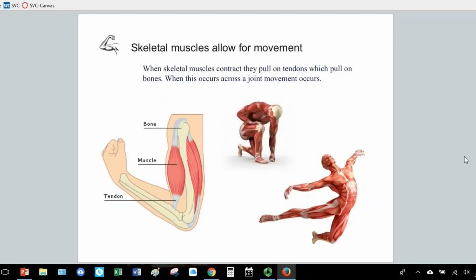Okay, so let's talk about some things that skeletal muscles do. First of all, skeletal muscles allow for movement. Here we have the biceps brachii, and when skeletal muscles contract, what they do is they pull on tendons. So here we have the bicep, and it's contracting, it's shortening, and when it does that, it pulls on tendons. So there's that tendon right there. These tendons then pull on bones. So the biceps contracts, it pulls on this tendon, and the tendon pulls on this bone. And when this occurs across a joint, like the elbow joint, then that allows movement to occur. And we'll talk more about what happens with that.